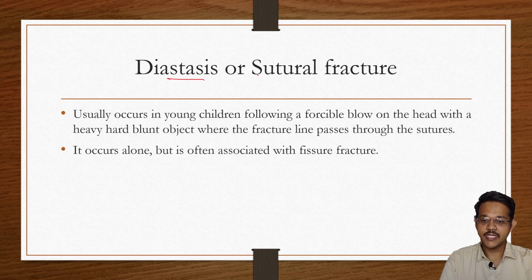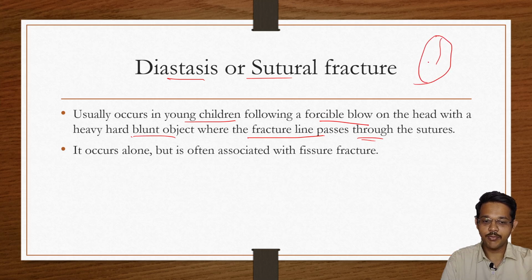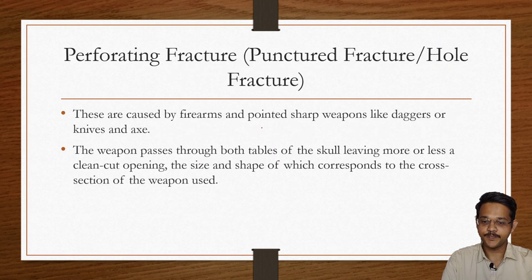Next fracture is diastasis or sutural fracture. It usually occurs in young children following a forcible blow on the head with a heavy, hard, blunt object, where the fracture line passes through the sutures. We all know that the skull is made up of different sutures, the coronal sutures and lambdoid sutures. So usually a diastatic fracture occurs where these sutures are present and they get separated. The diastatic sutural fracture occurs in young children, where the suture line gets separated. It may occur alone, but is often associated with fissure fractures.